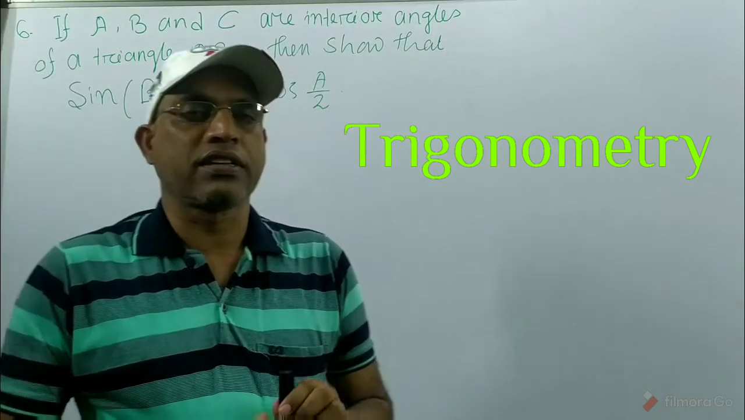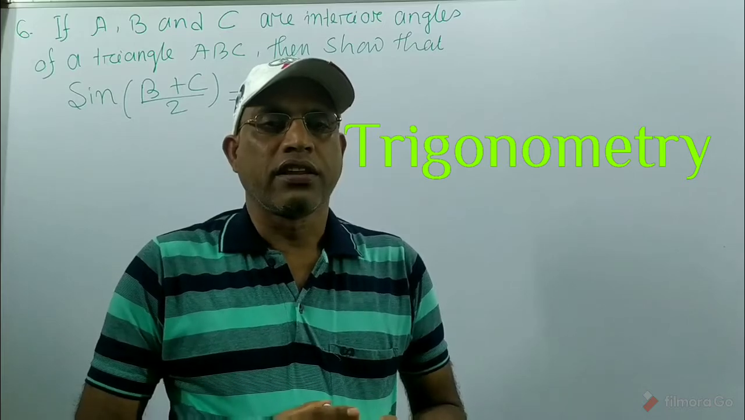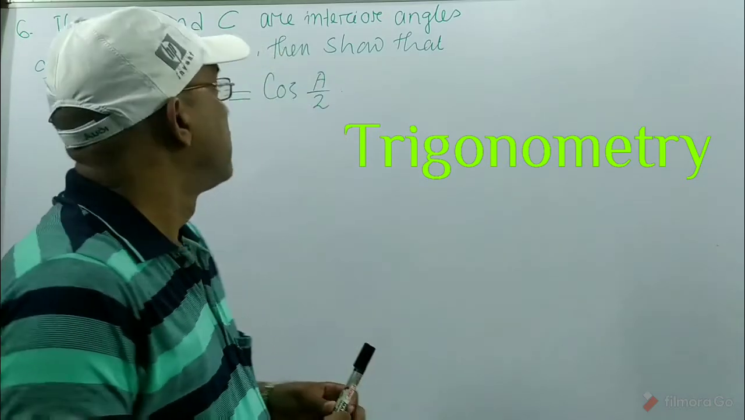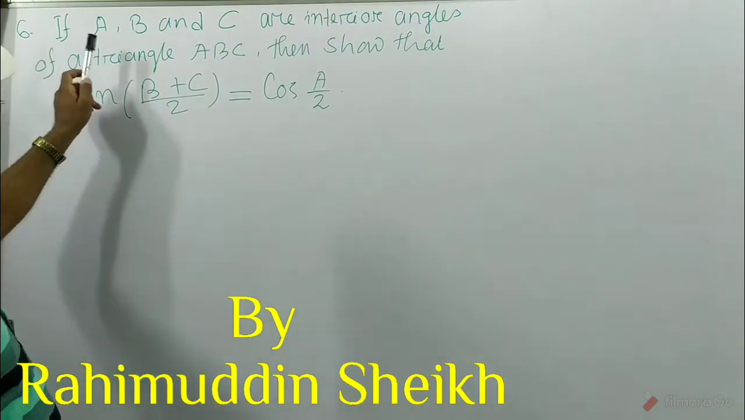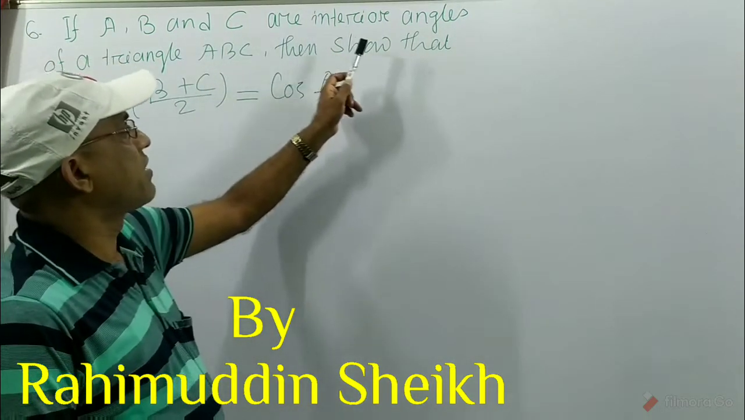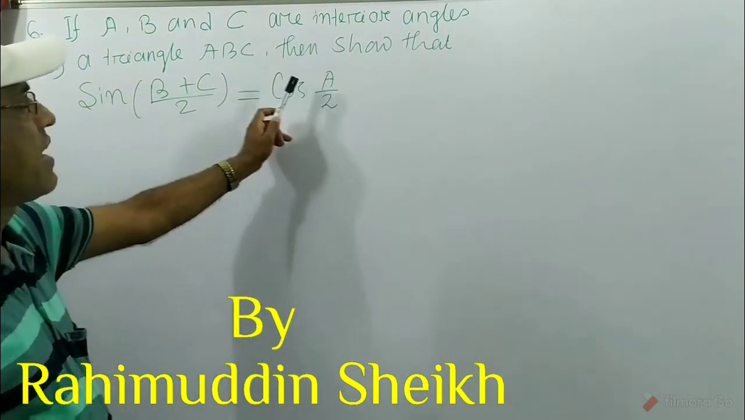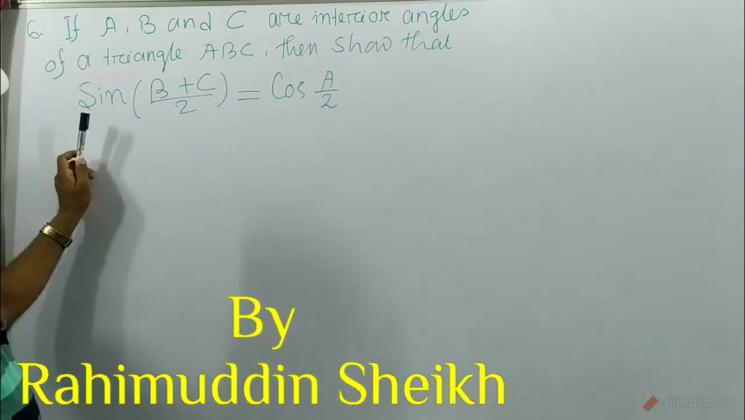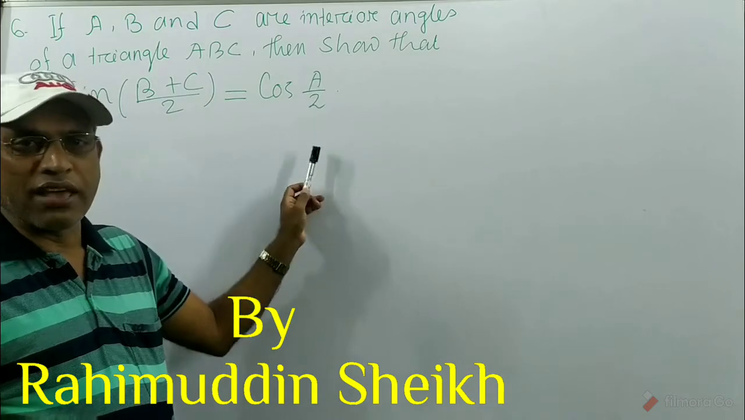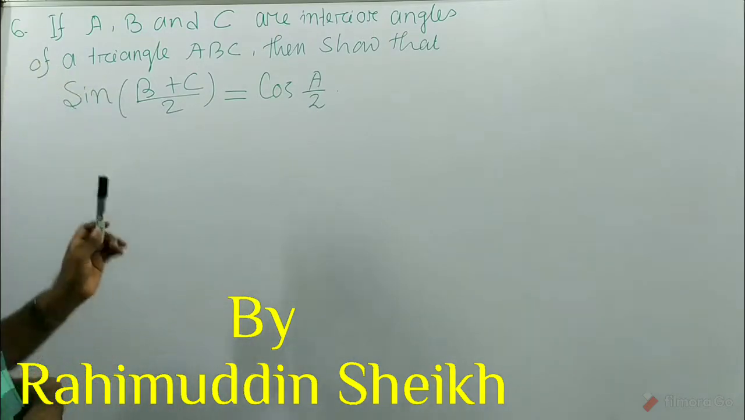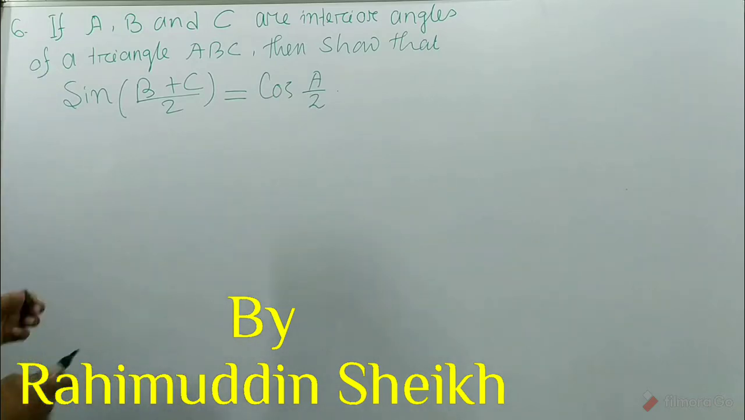Students, today we consider question number 6, exercise 8.3, trigonometry of the NCERT book. The problem is: if A, B and C are interior angles of a triangle ABC, then show that sin((B+C)/2) equals cos(A/2). We have to prove this.